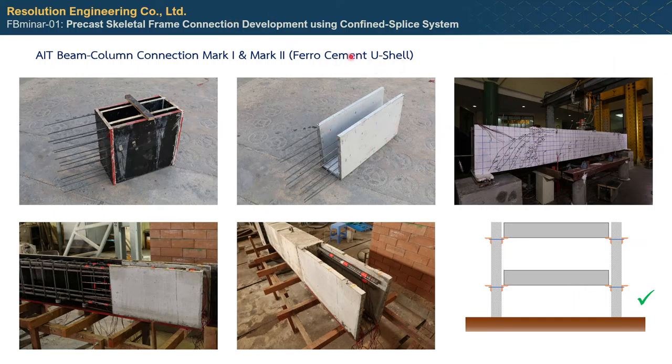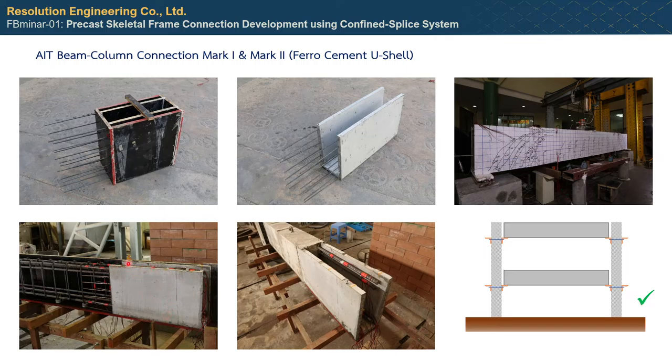Ferrous cement is made of mortar reinforced by wire caging, steel wire cage. So, well, it is strong enough. We make the formwork first, and then we pour the high strength mortar in here. We have the rebar, round bar, to connect with the main reinforced concrete member. And I block the concrete from this side to flow into this U-shell.